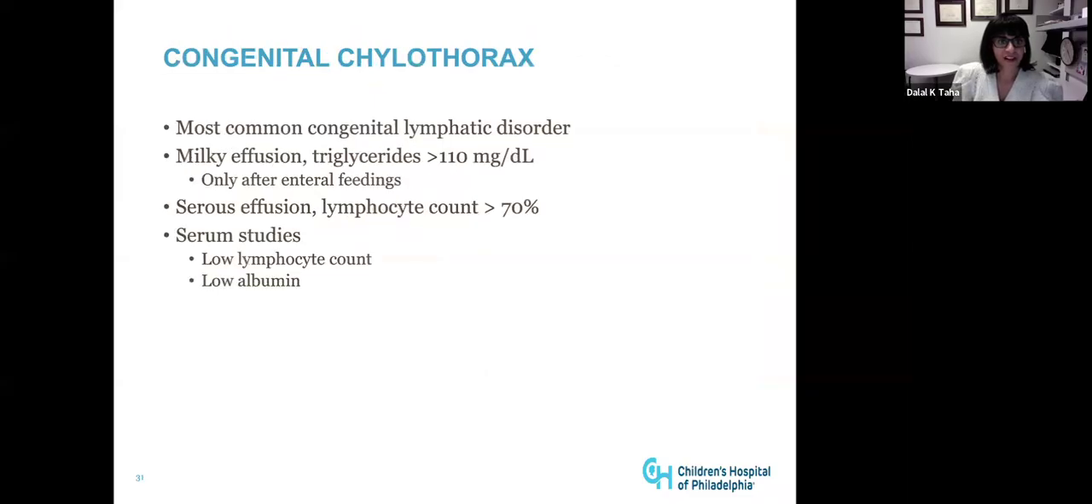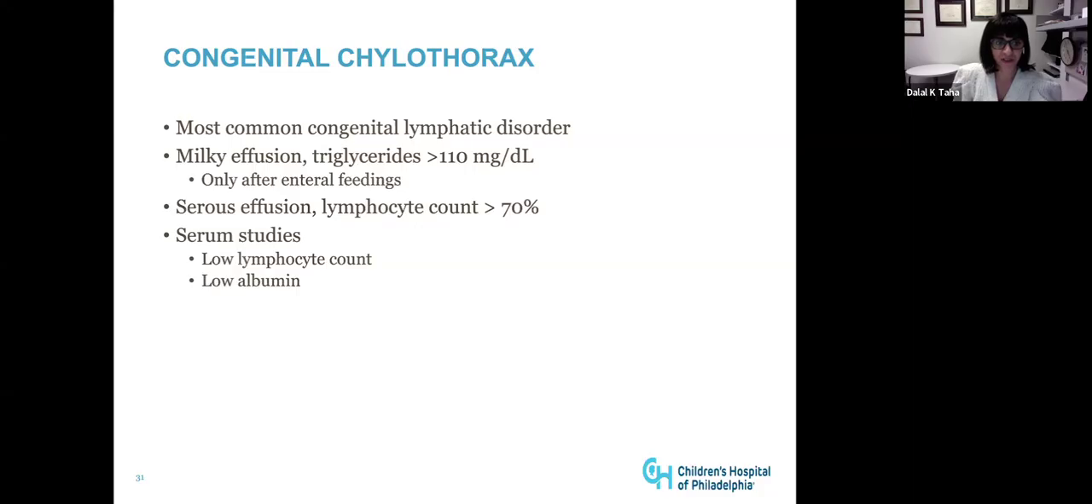So congenital chylothorax is the most common lymph disorder in newborns. We don't see the traditional milky effusions that often because our babies are typically not fed. So if you have a patient who's been NPO their whole life and you go after a pleural effusion and it's milky white when it comes out and you haven't fed them, it's not lymph. You gotta think something else is going on, maybe like a PICC line that extravasated or something like that.